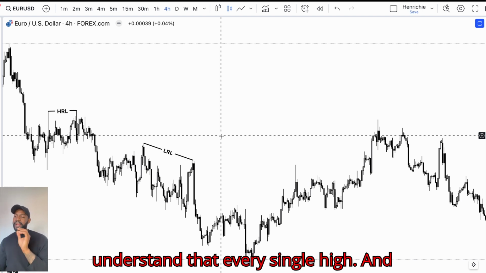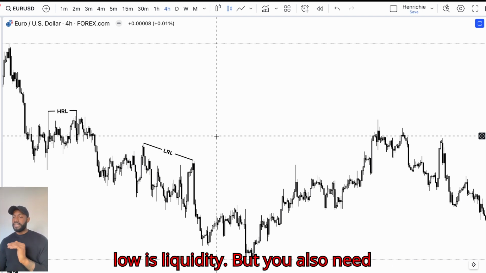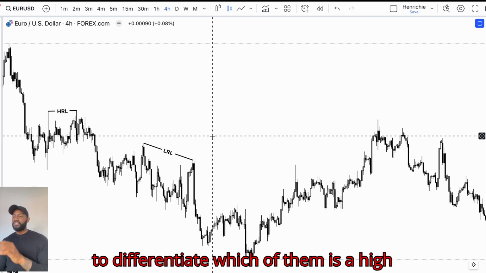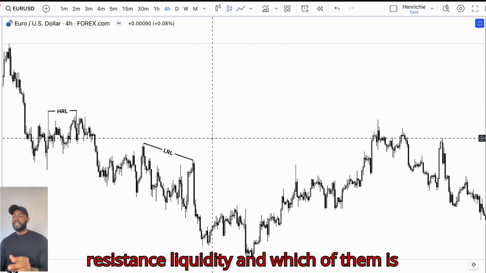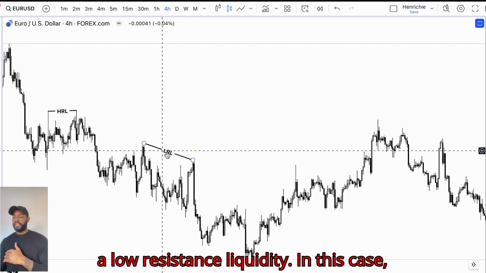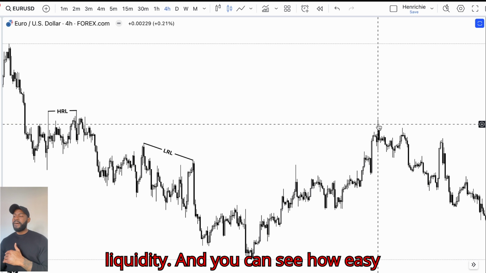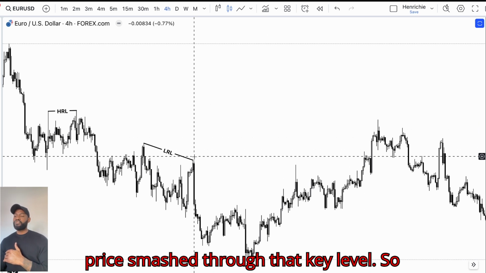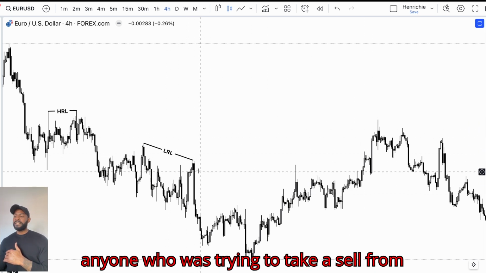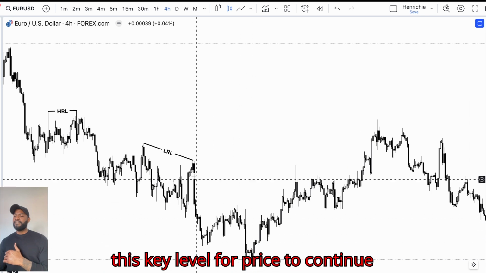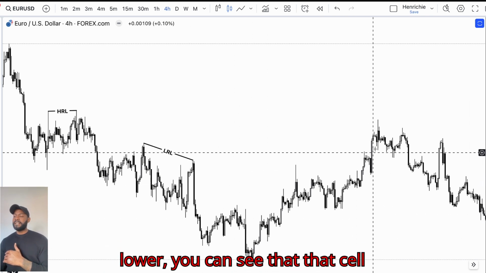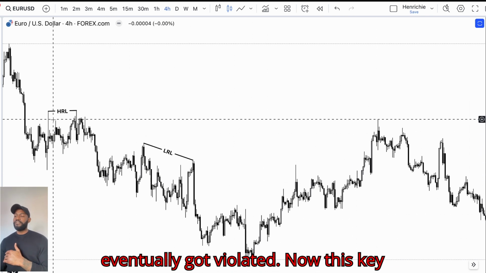You have to understand that every single high and low is liquidity, but you also need to differentiate which of them is a high resistance liquidity and which of them is a low resistance liquidity. In this case, this right here is a low resistance liquidity, and you can see how easily price smashed through that key level. So anyone who was trying to take a sell from this key level for price to continue lower, you can see that that sell eventually got violated.